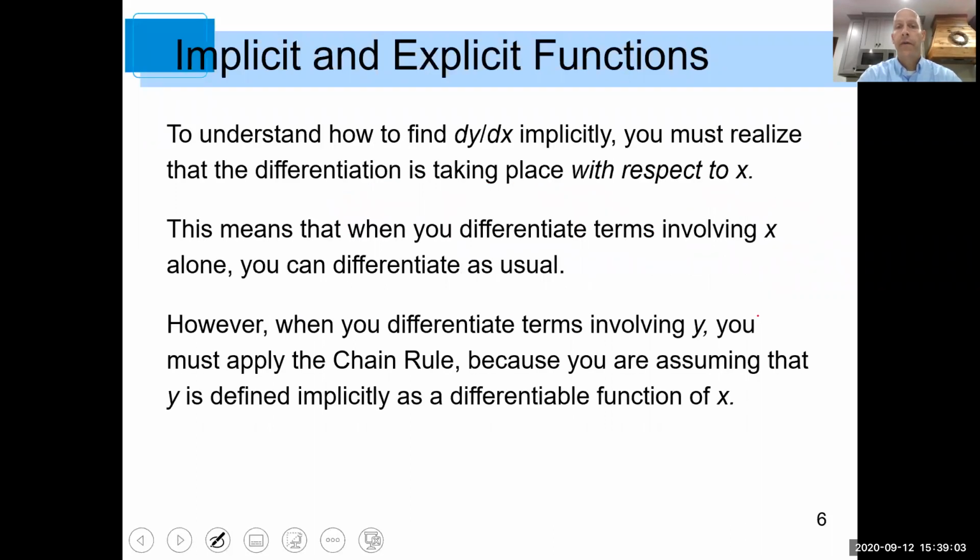To understand how to find dy dx implicitly, you must realize that the differentiation is taking place with respect to x. This means that when you differentiate terms involving x alone, you would just differentiate them like you normally would. However, when you differentiate any terms involving y, you must apply the chain rule. So this is why I waited to teach this lesson until after we've done the chain rule, which is what we did last week. Because you are assuming that y is defined implicitly as a differentiable function of x.